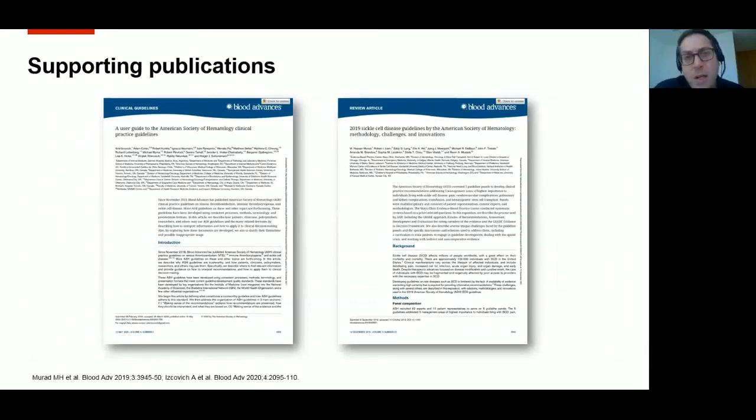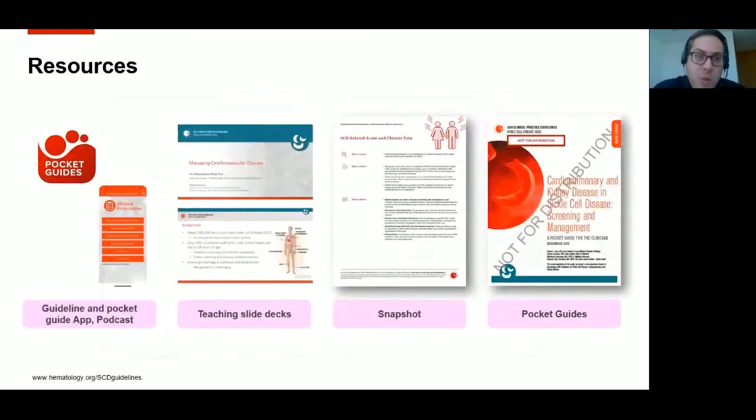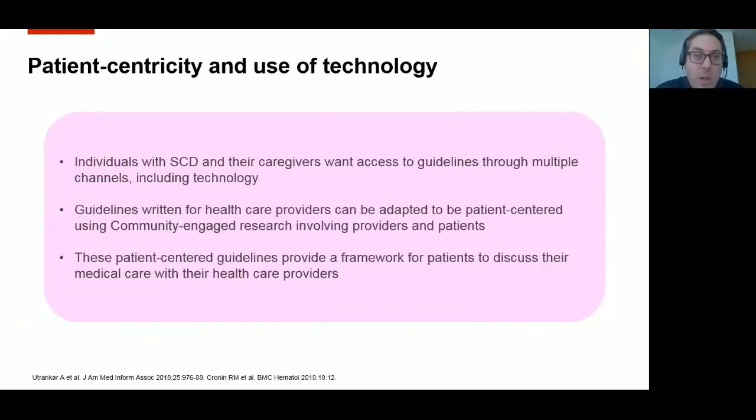There are also some interesting companion publications about how to use the guidelines and the challenges that were met during their development, that if you're interested, you'll be able to read through these references. What's also unique to the ASH guidelines is that they come with a lot of resources. If you go to the ASH website, it has snapshot documents that give you a very quick summary of the guidelines, pocket guides for clinicians, teaching slide decks, applications for the guideline and for the pocket guide itself, and podcasts. So whatever your preference in terms of format, you'll find some sort of resource that gives you the details of the recommendation in the format that's most suitable to you.